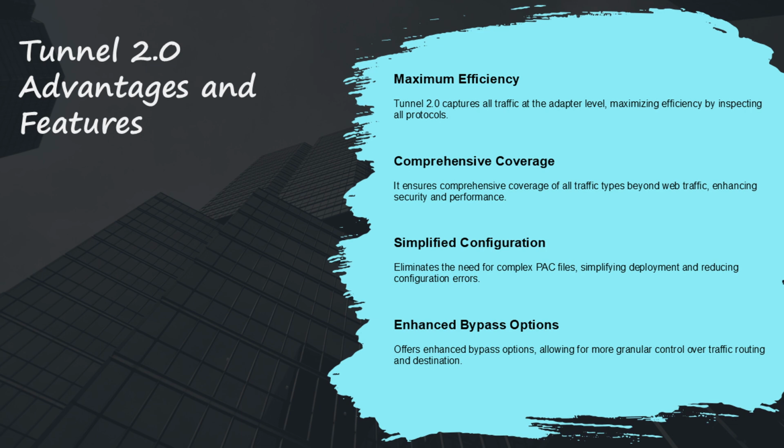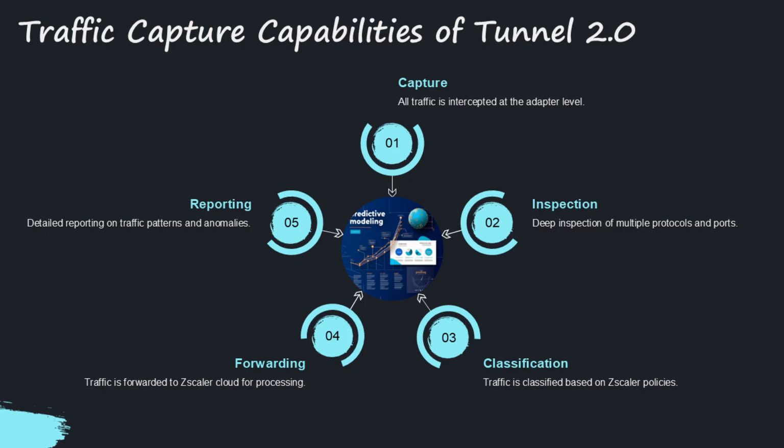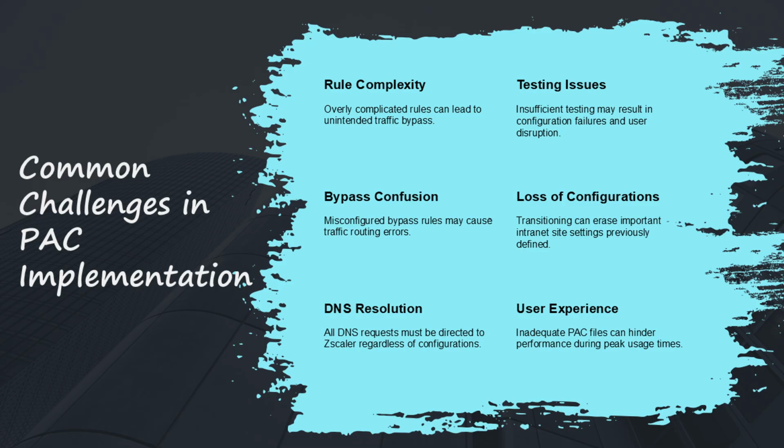When configuring PAC files for Zscaler Client Connector, it's best to keep rules simple and focused on specific bypass requirements. Make sure to test PAC file configurations thoroughly during pilot phases. Also, consider the destination of traffic when determining forwarding methods. Remember that DNS requests are tunneled to the Zscaler cloud for resolution, regardless of the DNS server configured via DHCP.